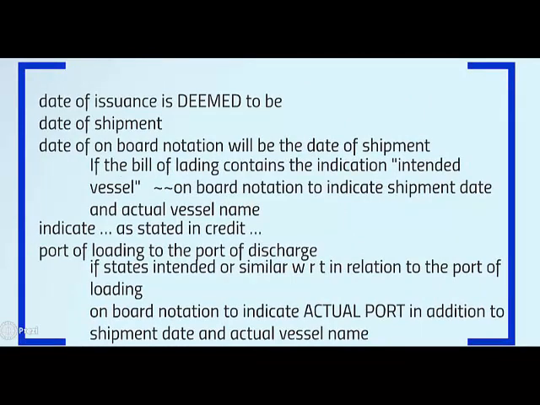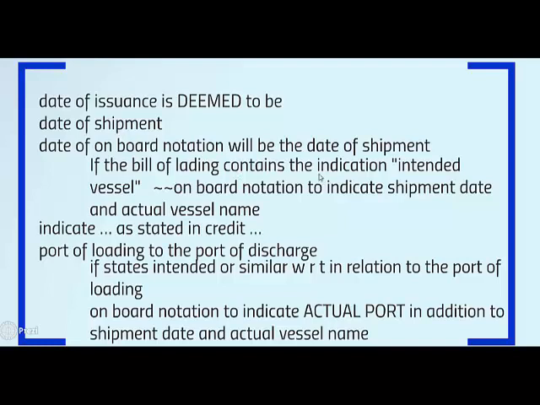The date of issuance of the transport document will be deemed to be the date of shipment. This date of shipment is required for calculating tenor, calculating presentation period and so many other purposes. Now, if there is a dated on-board notation, then such a dated on-board notation will be considered as the date of shipment and not the date of issuance. This dated on-board notation can be before or after the date of issuance, and it should not be a problem.